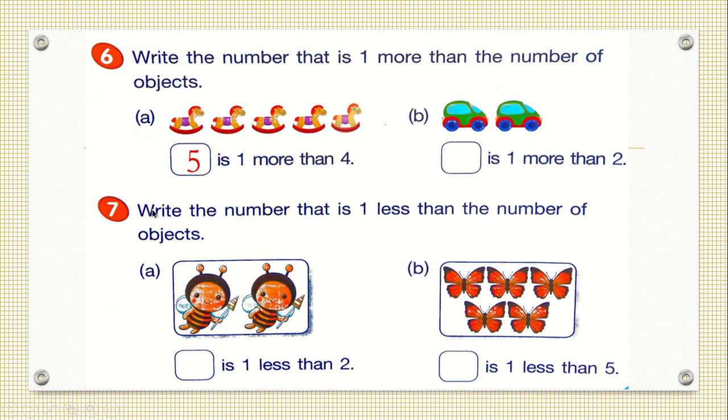Okay? We got number 7. Write the number that is one less than the number of objects. We will answer part A together, then you answer part B alone. Okay? Look at A. How many objects do we have? 1, 2. When we say one less, we take one off. What do we have? We have got our answer as 1. Now answer part B. I believe that you have all understood.